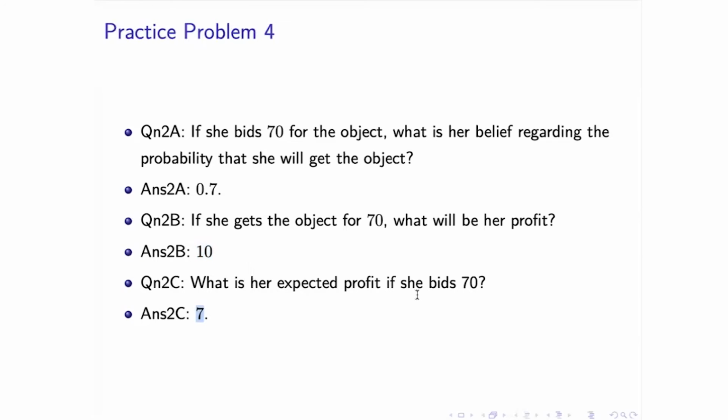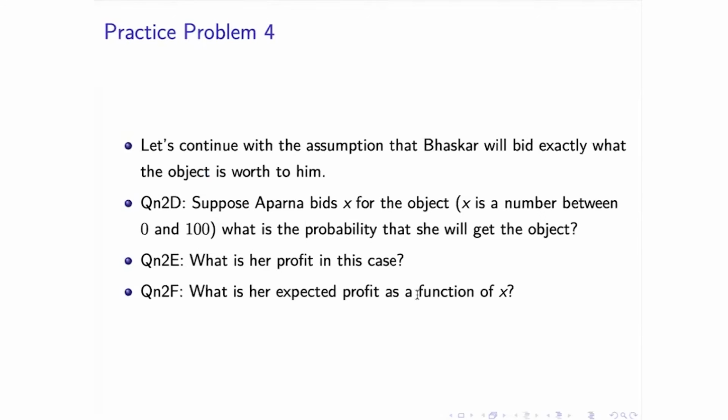Okay. Now, we have done this assuming that the object is worth 80 to Aparna and that she bid 70, right? Let's now consider any bid that she could have made, not just 70, but any bid X. So let's try and answer the same questions. We continue with the assumption that Aparna believes that Bhaskar will bid exactly what the object is worth to him. The only difference from the previous case is that instead of specifying 70, we want to solve it for the general case X, okay? And Aparna still values the object at 80.